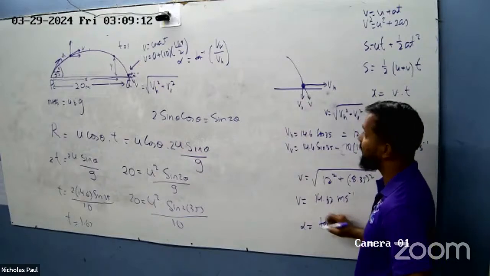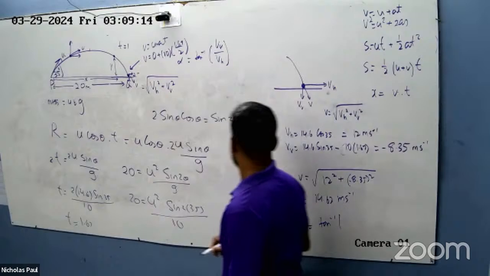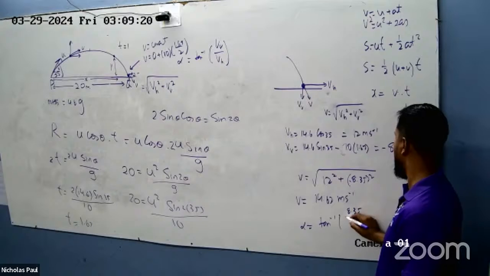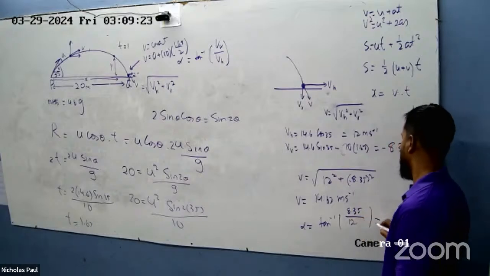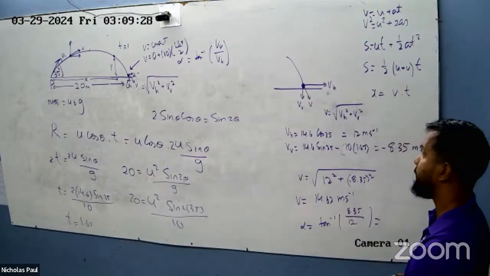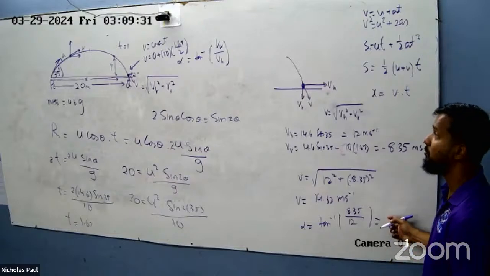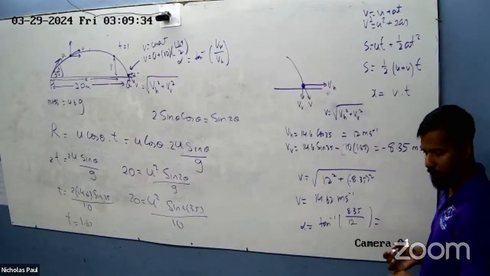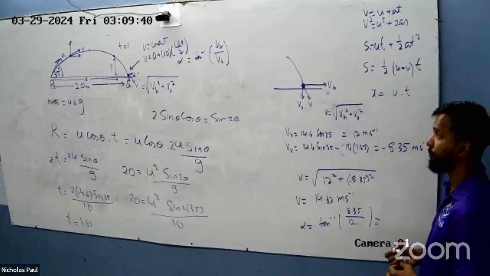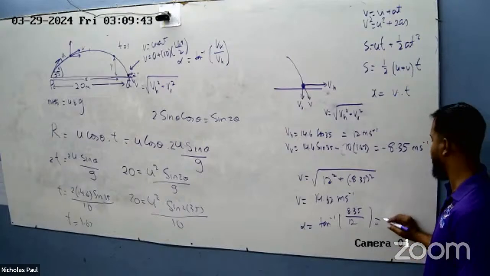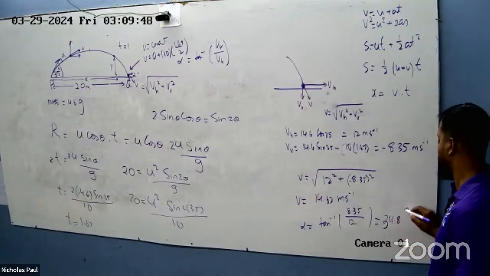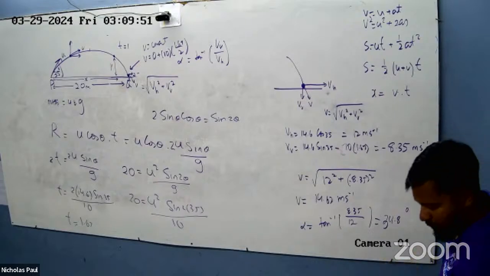Alpha is the angle. That's the angle here I was showing you. That's tan inverse of the vertical over the horizontal. That'll give you your angle. What's this here? 34.8 degrees. Okay.